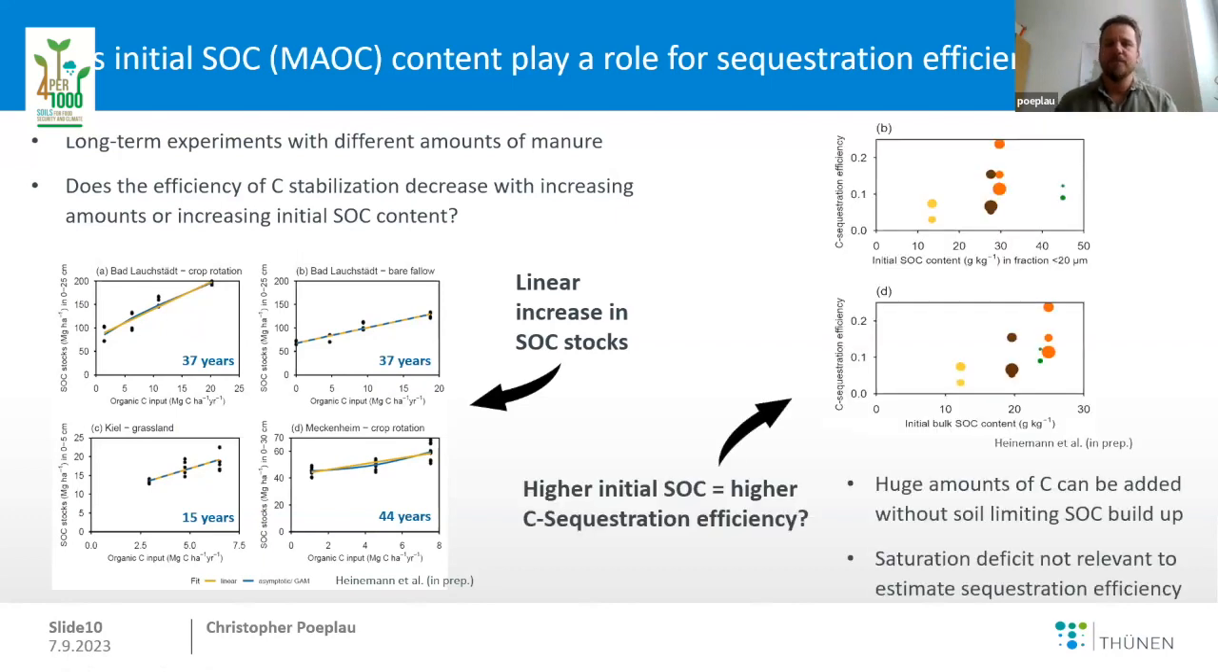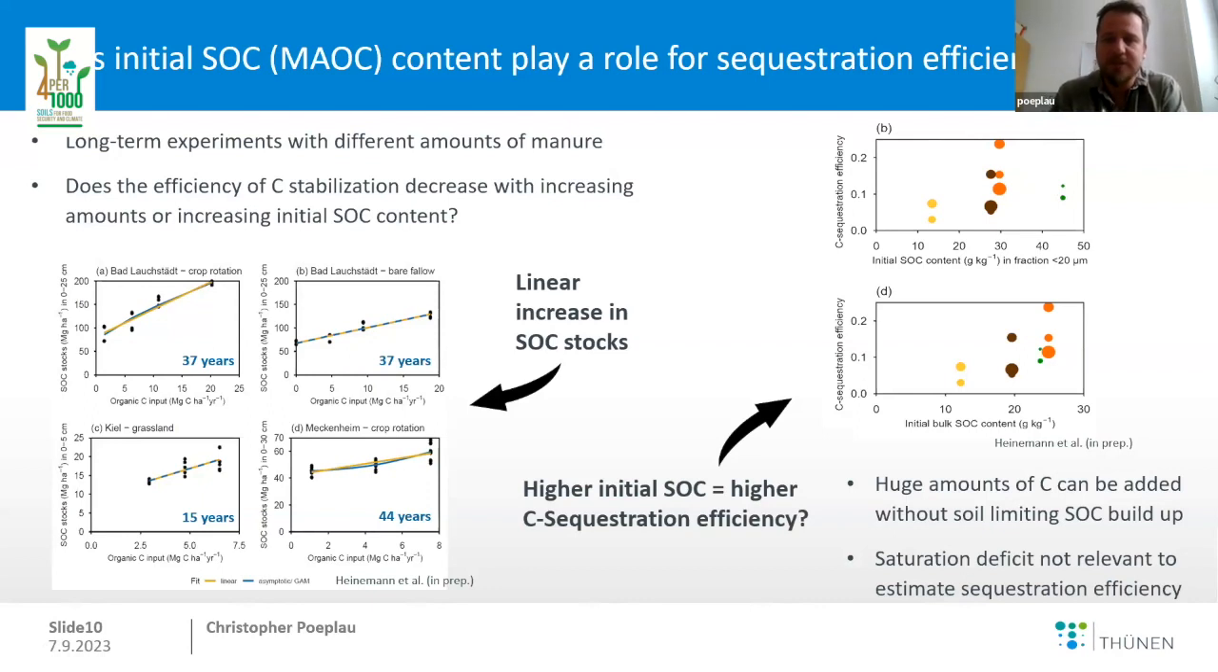Then looking at these soils and looking at the initial MAOC content in the upper figure and the initial bulk SOC content, we see that actually there's a positive correlation of the carbon sequestration efficiency and the initial carbon in the soil. So I'm not sure if I believe that so far. If this is a general thing, I don't know.